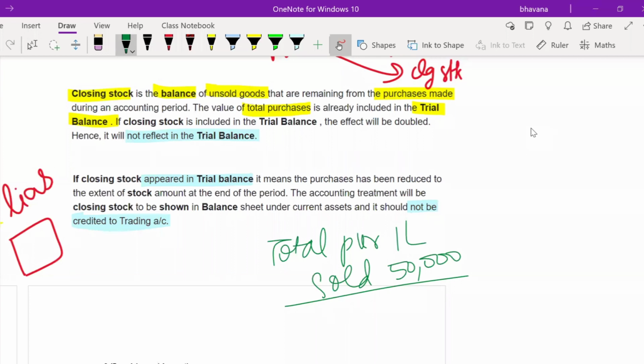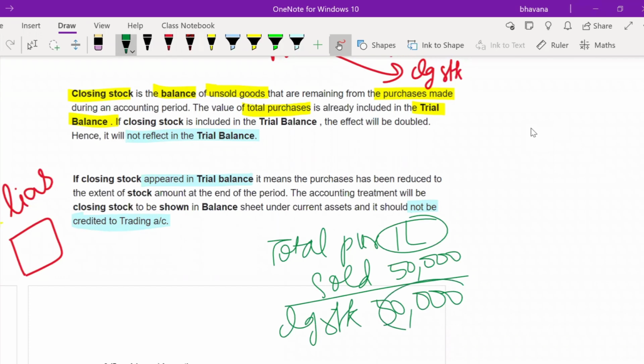Now, again, if you go and write in the trial balance that you have a closing stock of 50,000 rupees, will this not be a double effect? Because here also 50,000 is there and here also 150,000 is there. Will this not be a double effect? So usually due to that, we do not show closing stock separately. The effect will be double, so we do not reflect it in the trial balance.